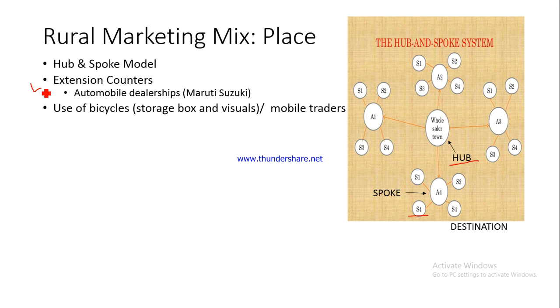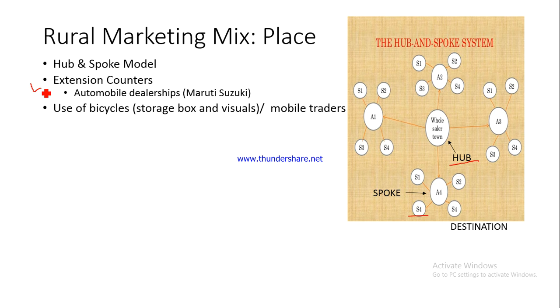So visuals are basically for the purpose of promoting a particular product, and the storage box is to store the product. The person who owns the bicycle will go around on the bicycle with the product in his carrier box, and then he would be able to sell it to the customers.